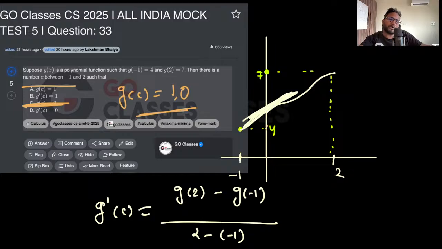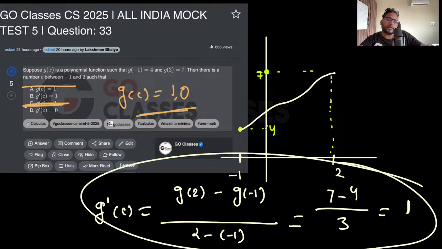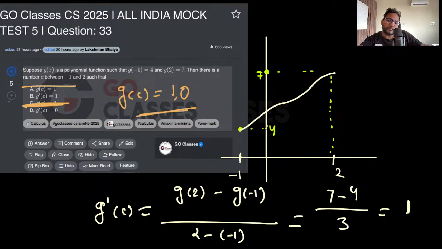G dash C is nothing but, if you just touch these two points, then whatever line you get, the slope of that line, there will be some point for which it is equivalent to the slope of that line. There is a theorem, right? You know this theorem. So from this theorem we can say that this is 7 minus 4 divided by 3, so it will be 1. So we know that G dash C should be 1. There will be some C for which G dash C should be 1. So that is why B is the correct answer here.